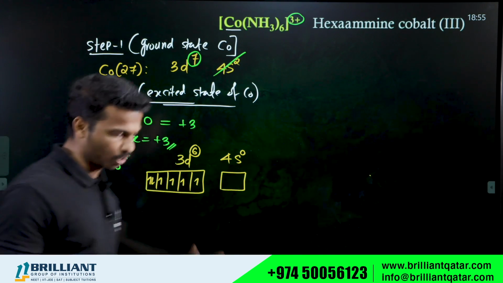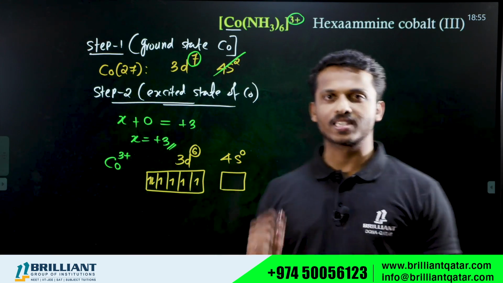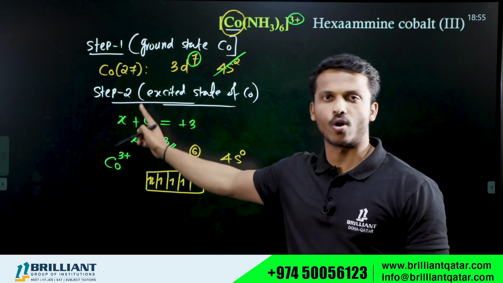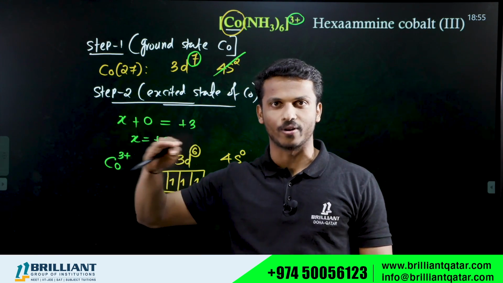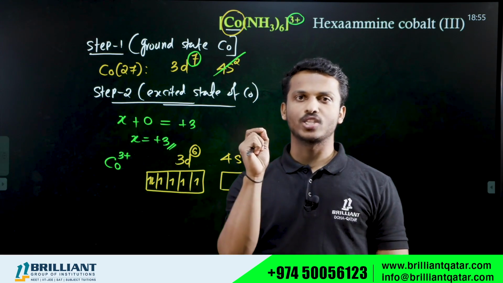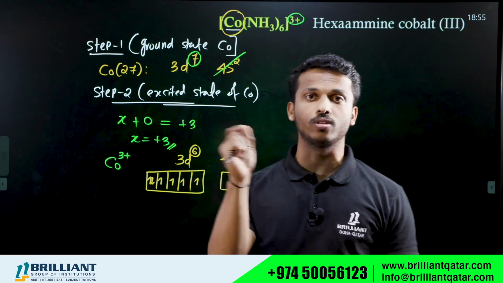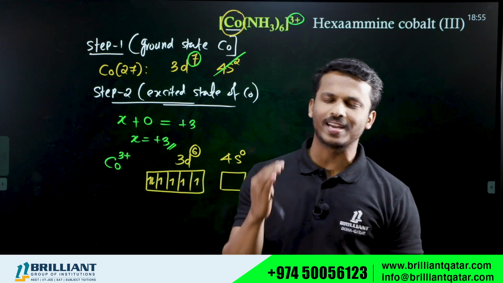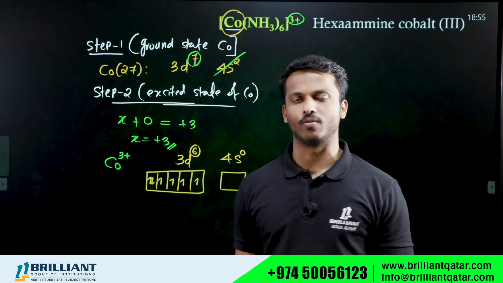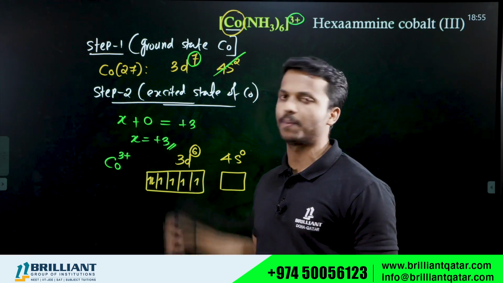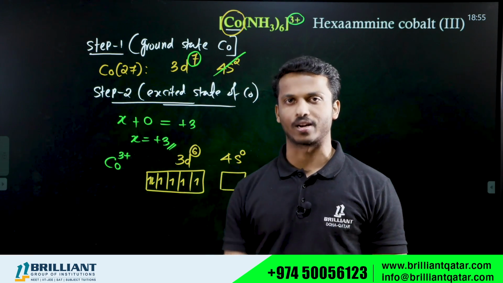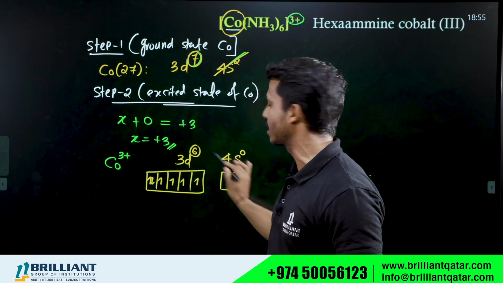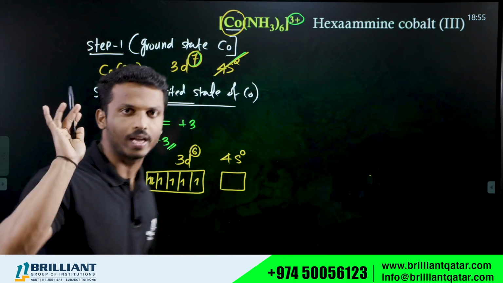All of you, I'm repeating once again. What is step number 1? In step number 1, we are writing the electronic configuration of the metal atom, cobalt, the ground state configuration. Atomic number is 27, so we write 4s2 3d7. Step number 2 is the excited state, which is nothing but calculating the oxidation state. We calculated +3. So cobalt 3+ means it has to lose its outermost 3 electrons. When it removes 2 electrons from here and 1 electron from here, the remaining is 3d6 and 4s 0. I filled those electrons. Hope you clear step 1 and step 2.